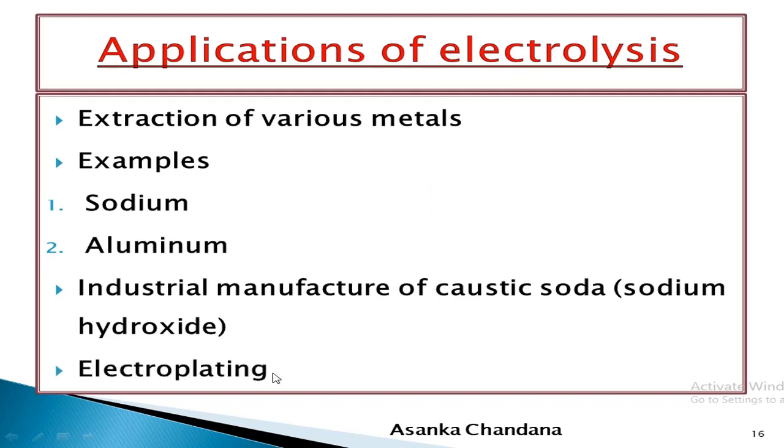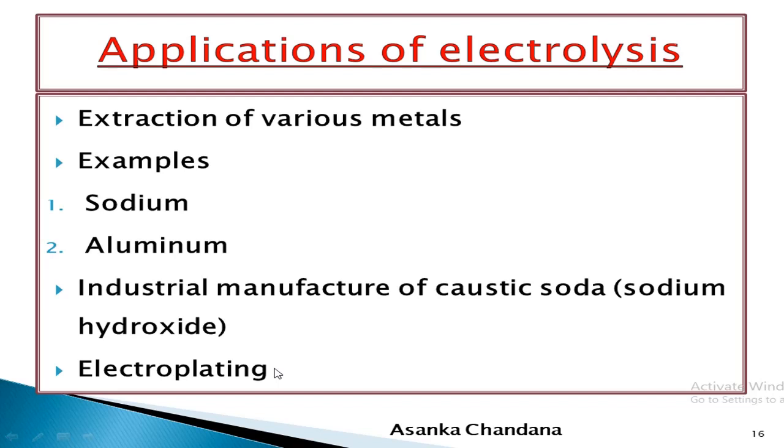Another one is electroplating. Electroplating means plating, if not applying, one metal on another surface. For this process, electrolysis is used, right? Electroplating cannot be done without electrolysis.